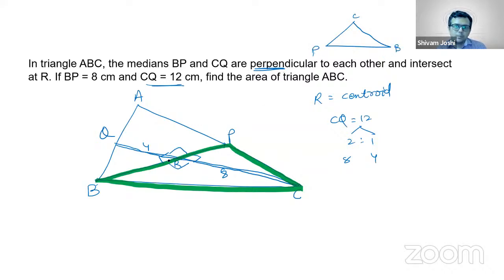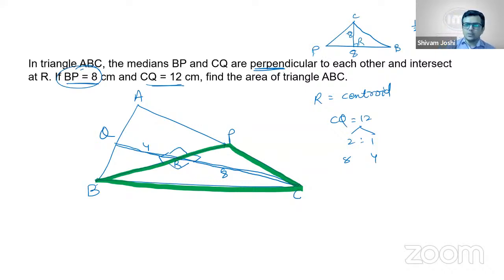How much is PB? PB is 8. Look at this. This is 8 given. And how much is CR, which is perpendicular as well? CR is 8 as well. Correct. So how much is the area of this triangle? According to the half base height formula, it is going to be 32, right? So the triangle that I've highlighted is 32.